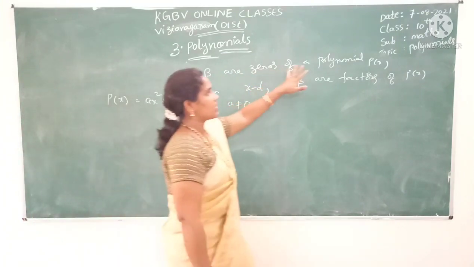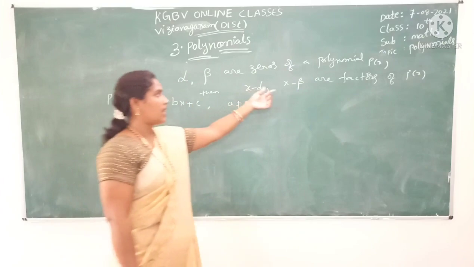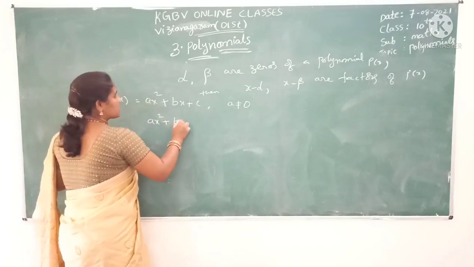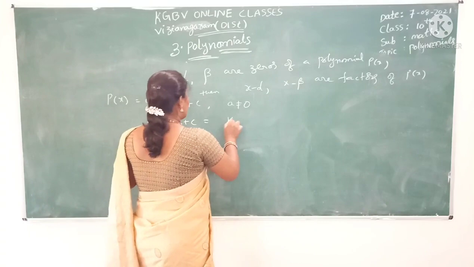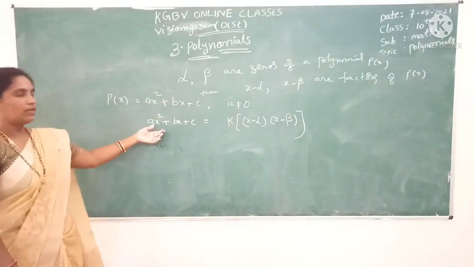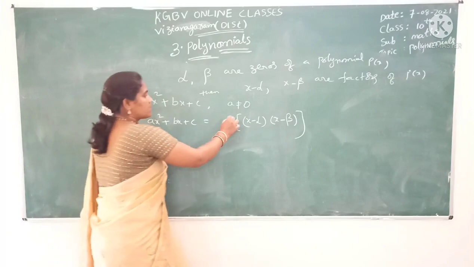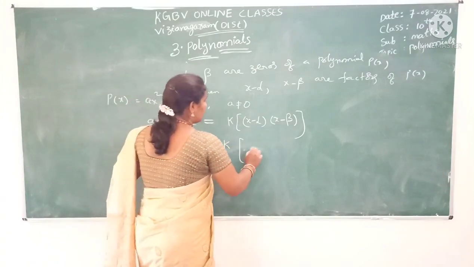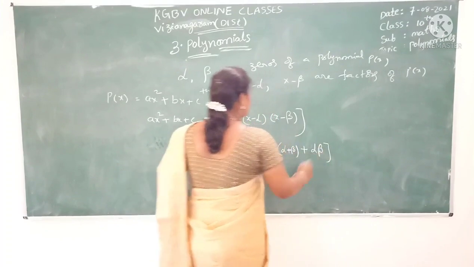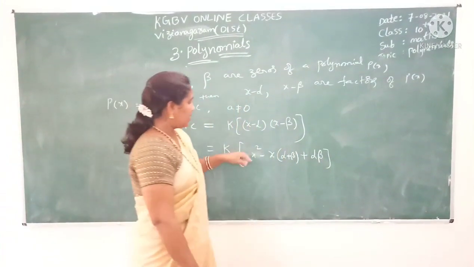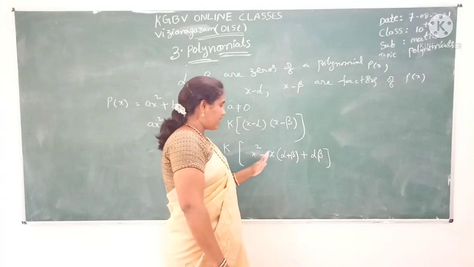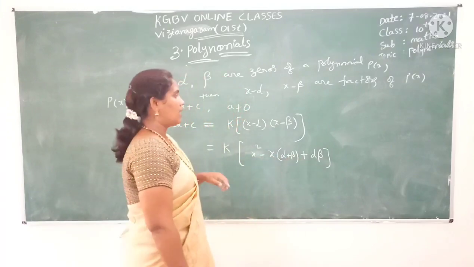So alpha, beta are zeros of a polynomial P of x. Then x minus alpha and x minus beta are factors of P of x. This can be written as ax square plus bx plus c is equal to some k into x minus alpha into x minus beta. The product of these two, we will get ax square plus bx plus c. So k into x square minus x into alpha plus beta plus alpha beta. So these are the given two zeros, and then we will write the quadratic polynomial x square minus x into alpha plus beta plus alpha beta.